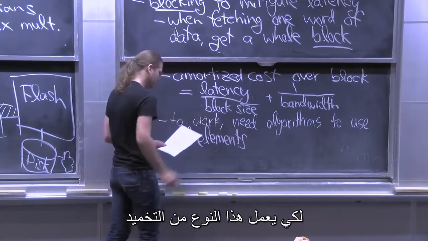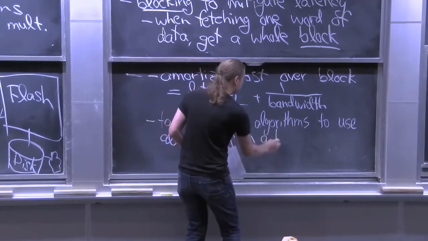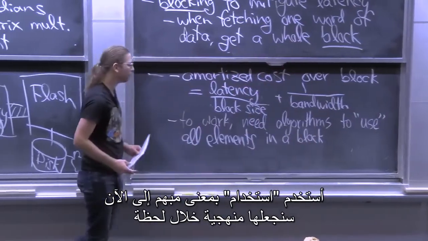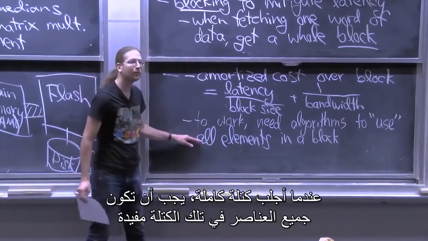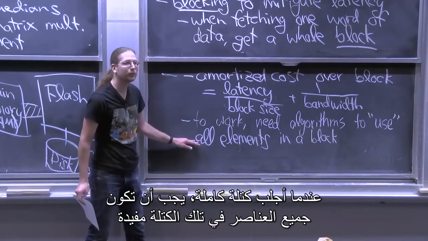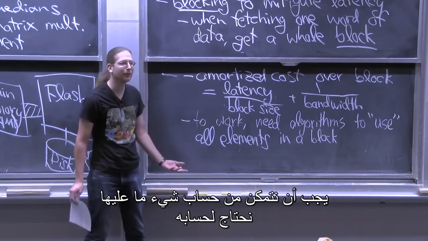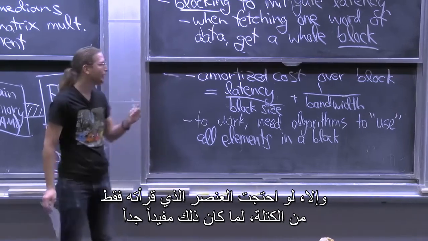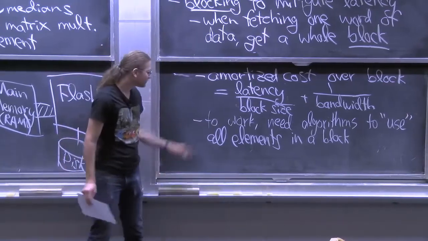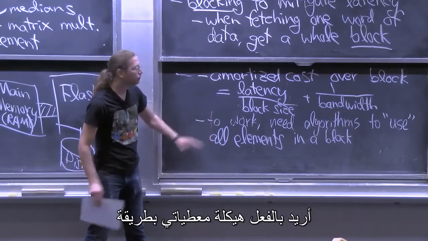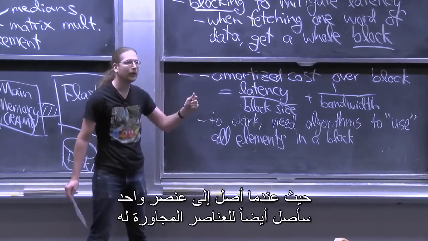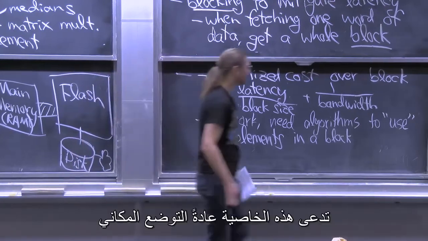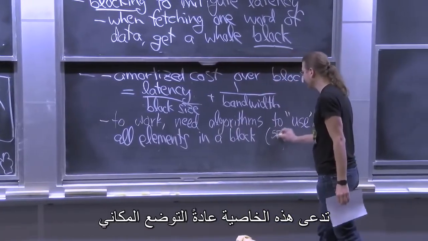For this kind of amortization to work, I'm using "useful" in a vague sense so far. We'll make it formal in a moment. When I fetch an entire block, all of the elements in that block should be useful. We should be able to compute something on them that we needed to compute. Otherwise, if I only needed the one item that I read out of the block, that's not going to help me so much. So I really want to structure my data in such a way that when I access one element, I'm also going to access the elements nearby it. Then this blocking will actually be useful. This is a property normally called spatial locality.